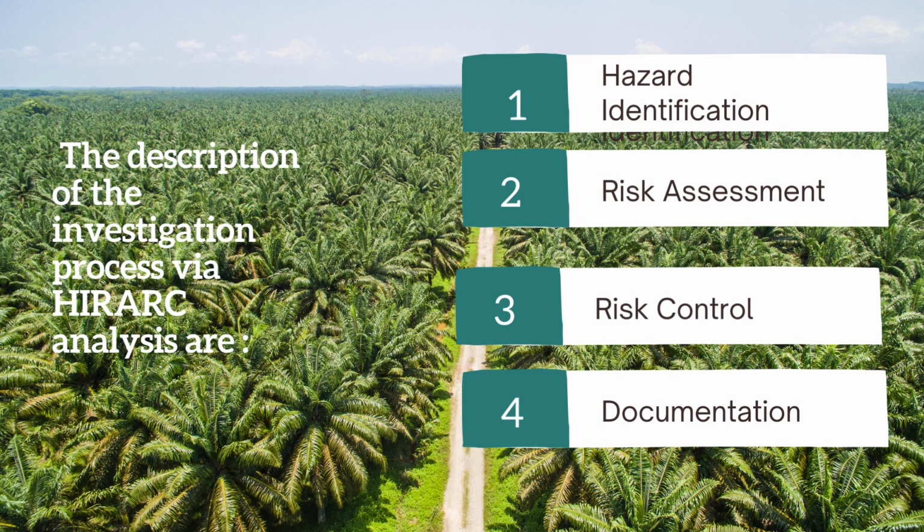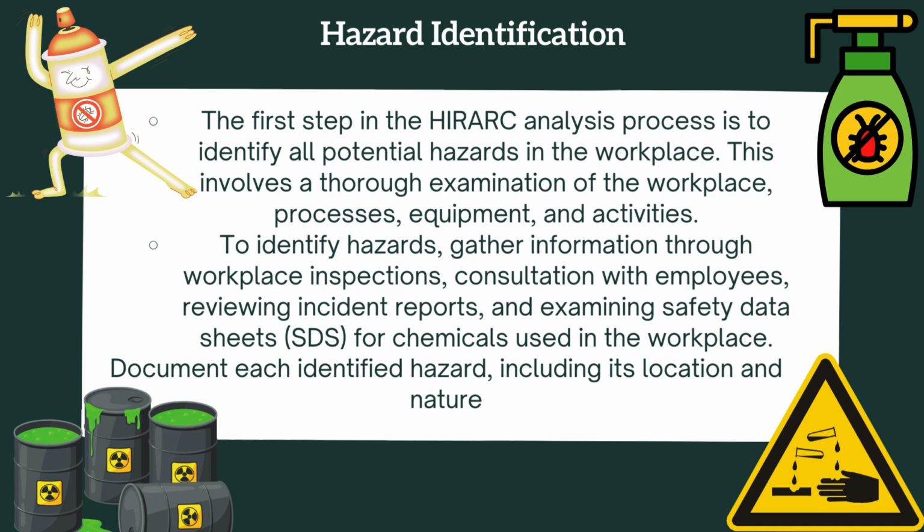1. Hazard identification. The first step in the HIRARC analysis process is to identify all potential hazards in the workplace. This involves a thorough examination of the workplace, processes, equipment, and activities. To identify hazards, gather information through workplace inspections, consultation with employees, reviewing incident reports, and examining safety data sheets, SDS, for chemicals used in the workplace. Document each identified hazard, including its location and nature.